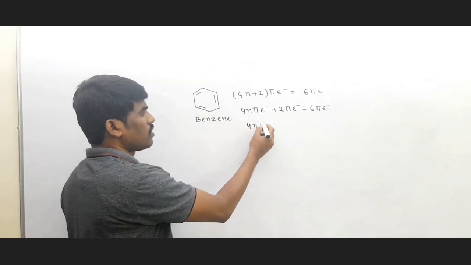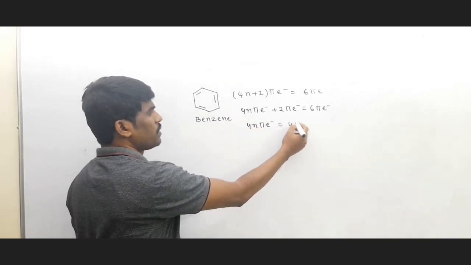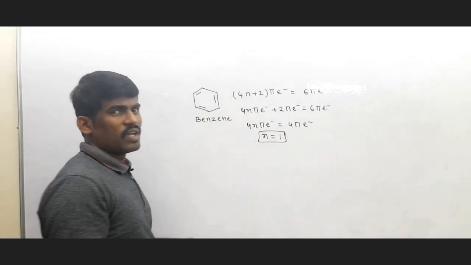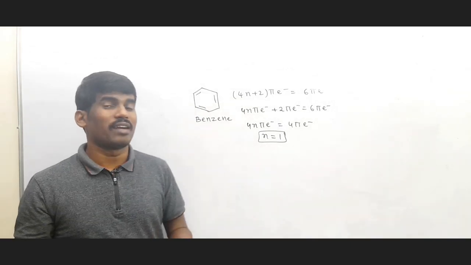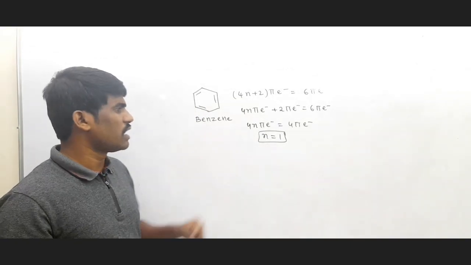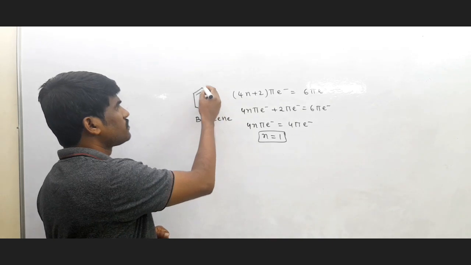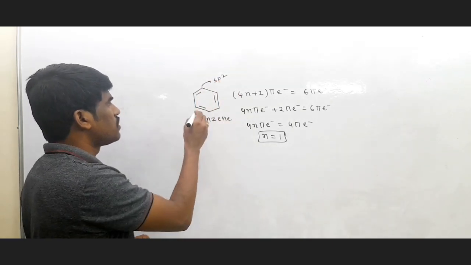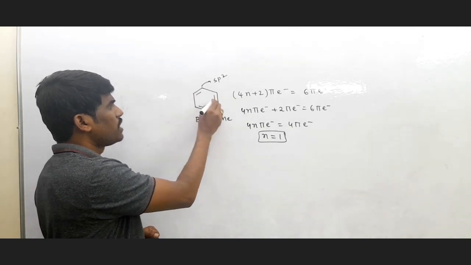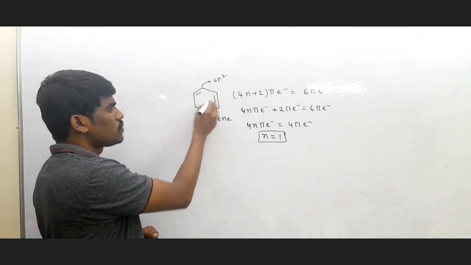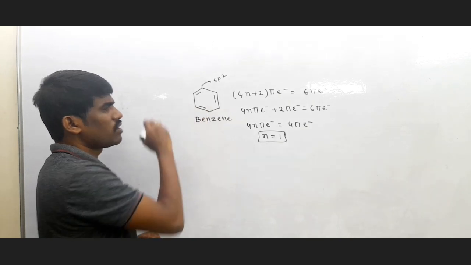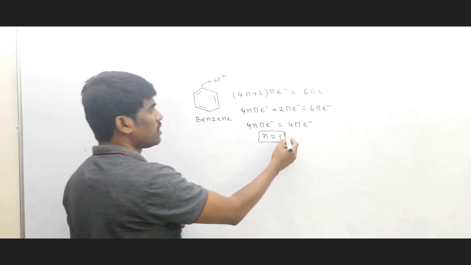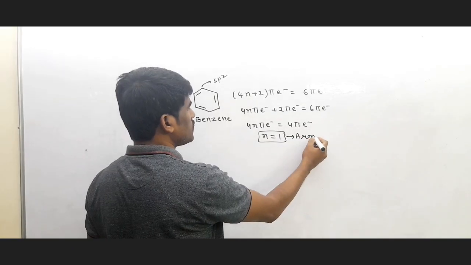Then 4n pi electrons is equal to 4 pi electrons. Then the n value can be taken as 1. So n must be either 0, 1, 2, 3 and so on, and we got n equal to 1. And moreover, each member of the benzene ring is sp2 hybridized. It is having closed conjugation. You can check it over there: pi conjugation, and this pi has conjugation, and this pi has conjugation. Conjugation is present throughout the system, and this compound I can consider as an aromatic compound.